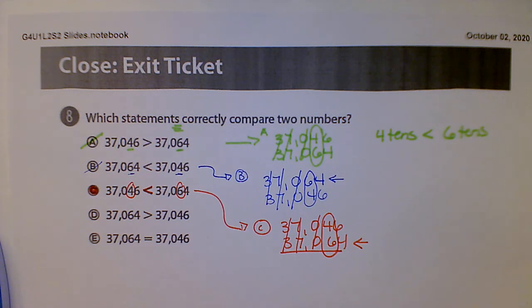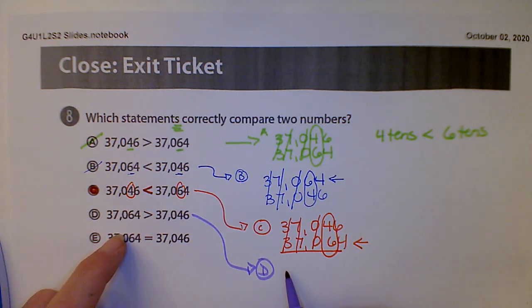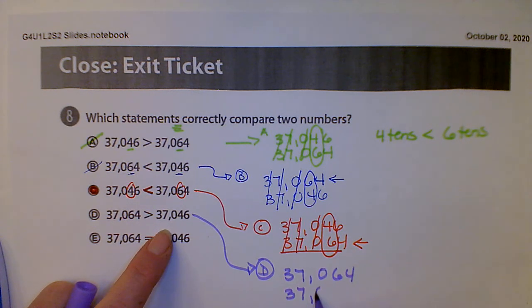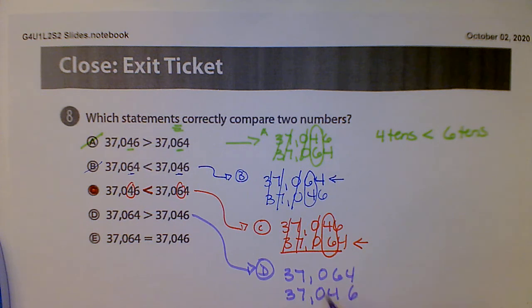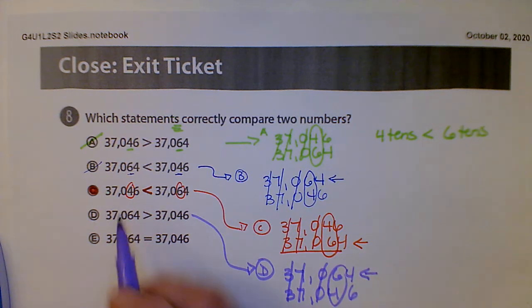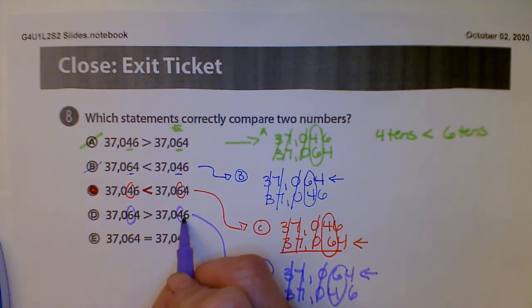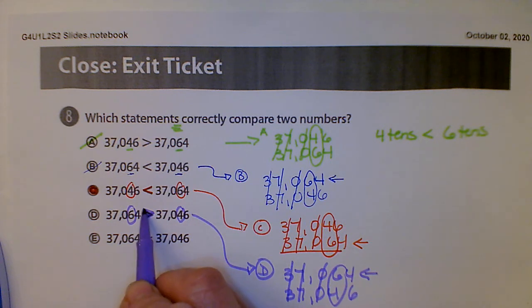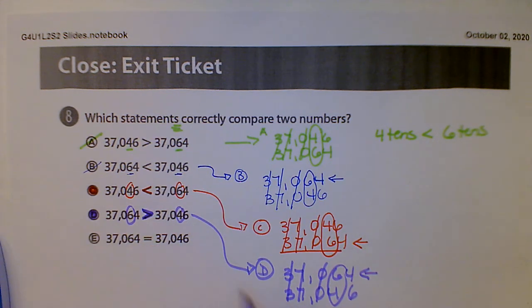All right, next one. Here we go, D. So let's compare them. So we have 37,064 compared to 37,046. Same, same, same, different. Same place, right, in the tens. And now we know that the 6 is bigger again. So let's go see if they said that the 6 was bigger than the 4 in the tens place. And they did. The alligator's eating the bigger number. This one is correct.